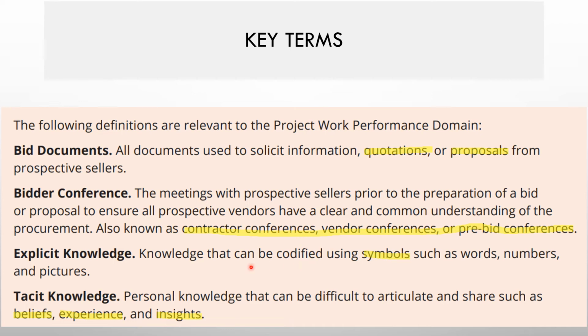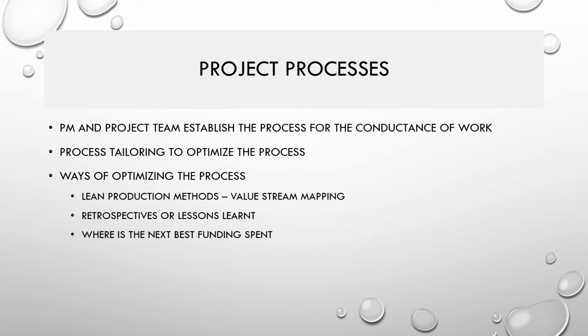Explicit knowledge is nothing but knowledge that can be codified using symbols such as words, numbers, and pictures. Whatever you learned in a curriculum, in mathematics or in the science world, that's called explicit knowledge. Tacit knowledge is more of a personal knowledge that is very difficult to articulate and share, such as beliefs, experience, and insights. It comes with experience only. So that is called tacit knowledge.